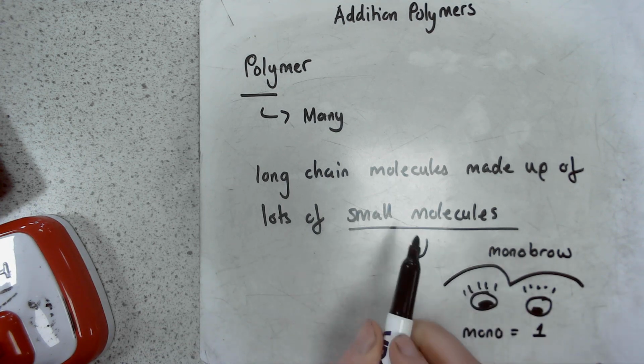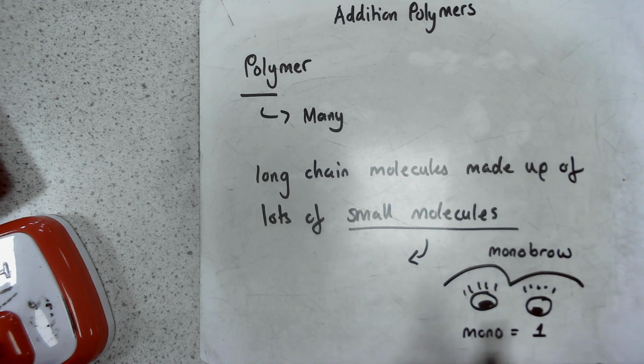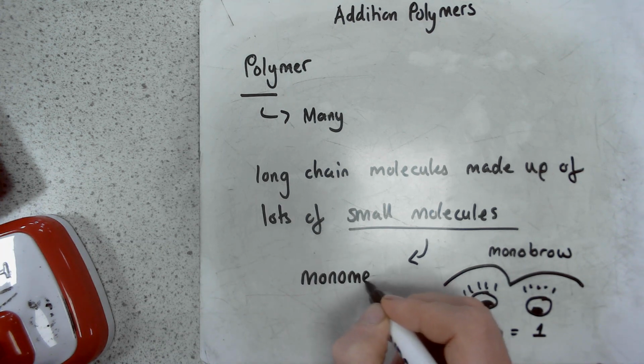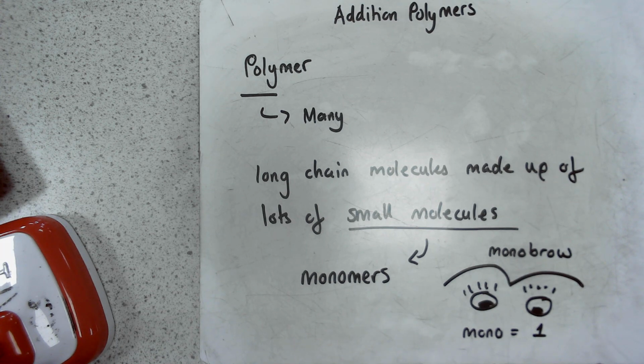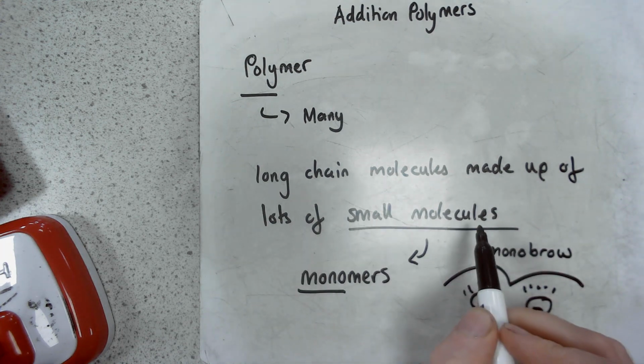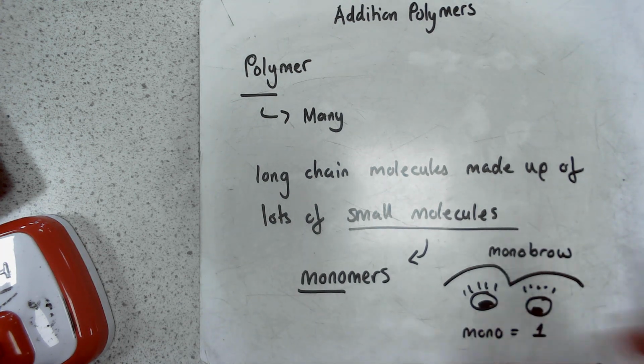Now in this case, these small molecules, these single bits that make up the long chain, are called monomers. So polymers are made up of monomers. If you see mono in science, it always means one. If you see uni in science, unicellular for example in biology, that also means one. So polymers are long chain molecules made up of lots of small molecules called monomers.